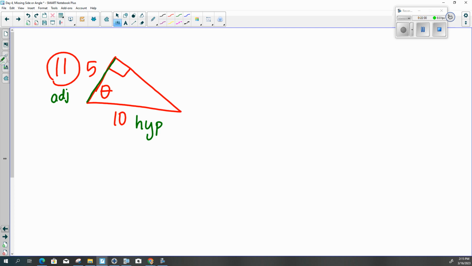Kate, sine, cosine, or tangent? You're okay. Which one requires adjacent and hypotenuse? Yes. And we're back to cosine theta. Adjacent over hypotenuse. You don't have to reduce it today because we're not leaving it like this. We're solving.